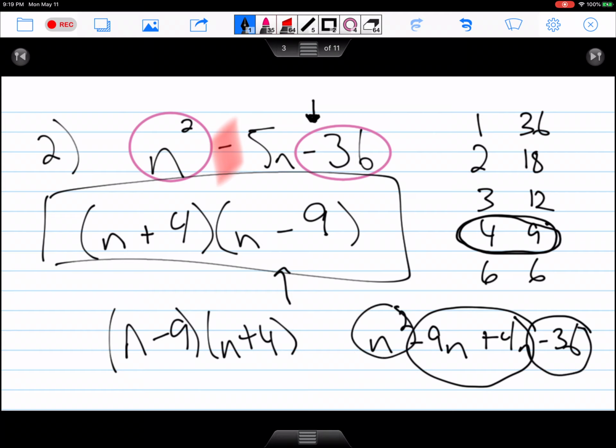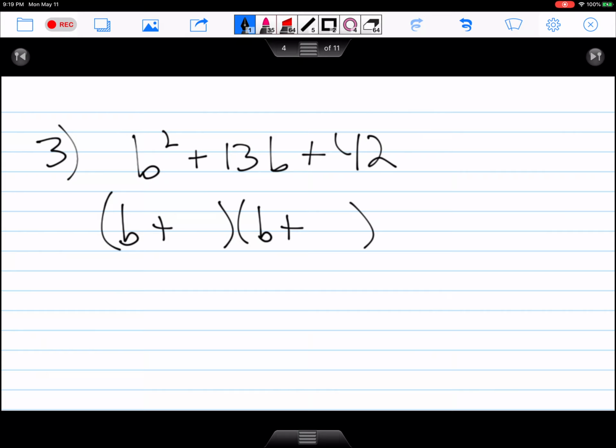All right, here we go. This one's a little nicer because it's all plus. So if it's all positive, I know I've got two positive binomials. My b squared, that b times b, is already handled. So I'm looking at my third term, 42. And let's do one more where we list all the factors. 2 and 21, 3 and 14, 6 and 7. Is that all of them?